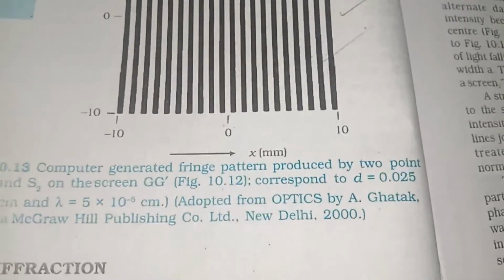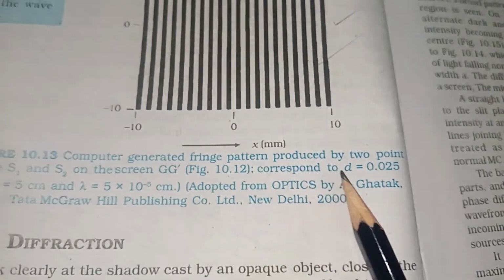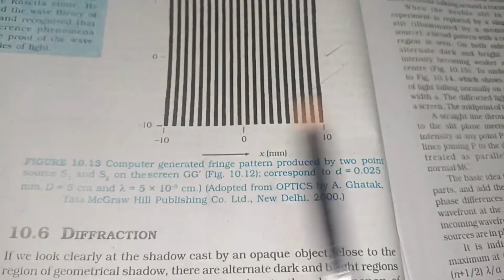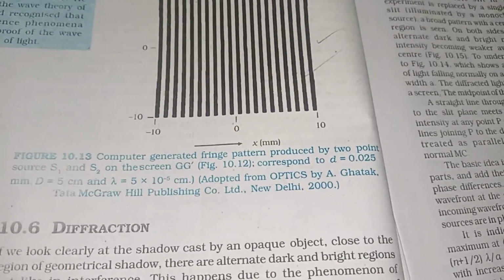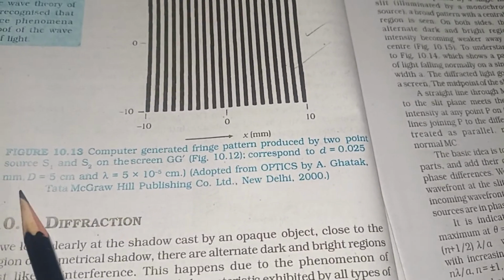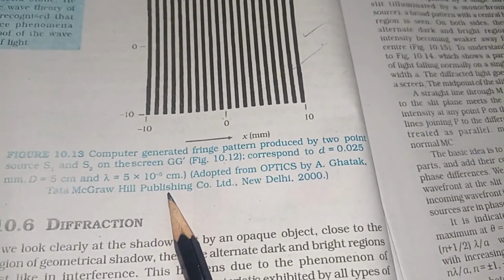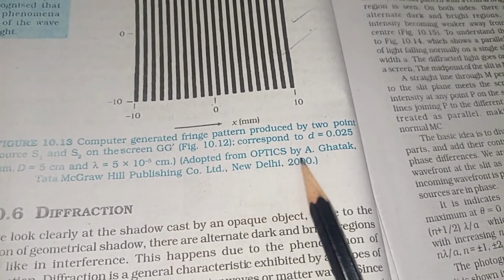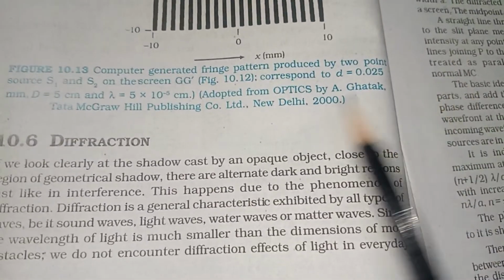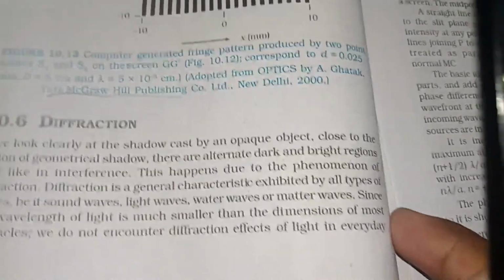Next we can see a computer-generated fringe pattern produced by the two sources S1 and S2 on the screen GG dash, corresponding to d equal to 0.2025 and capital D equal to 5 centimeter and lambda equal to 5 into 10 to the power minus 5 centimeter. Adapted from Optics by A., published by Tata McGraw Hill Publishing.